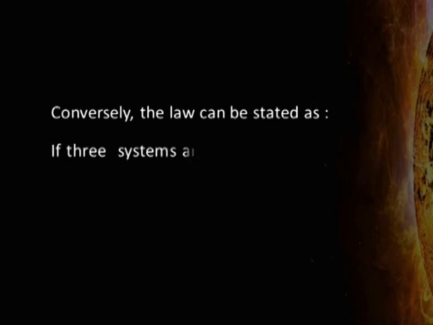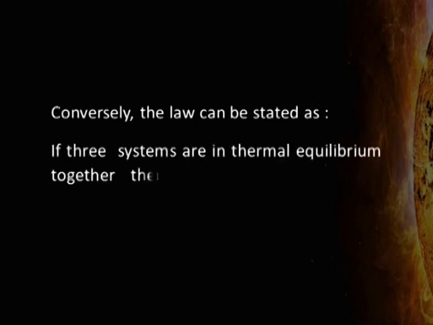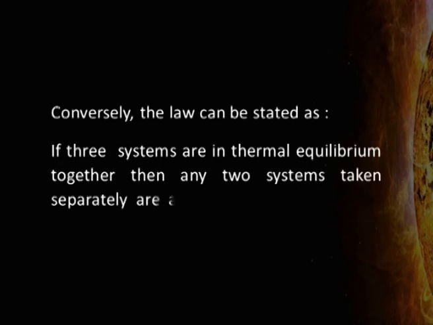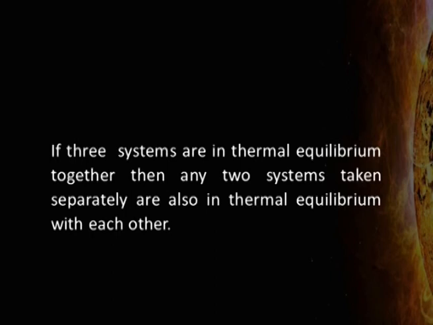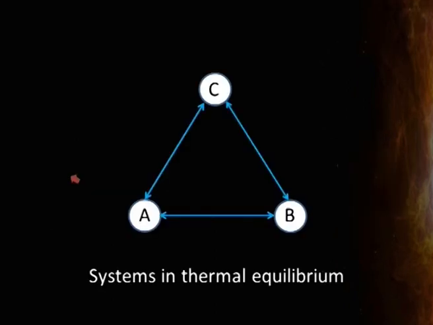Conversely, this law can also be stated as if three systems are in thermal equilibrium together, then any two systems taken separately are also in thermal equilibrium with each other. Now, let us consider the three systems A, B and C. If A is in thermal equilibrium with C and B is also in thermal equilibrium with C, then according to Zeroth law of thermodynamics, A and B will be in thermal equilibrium with each other.